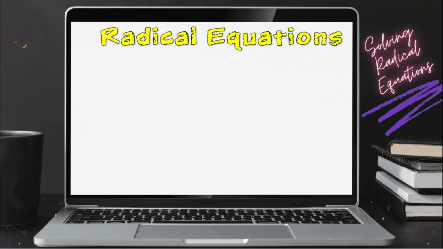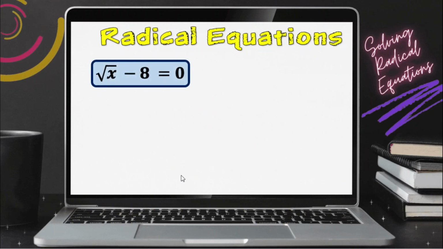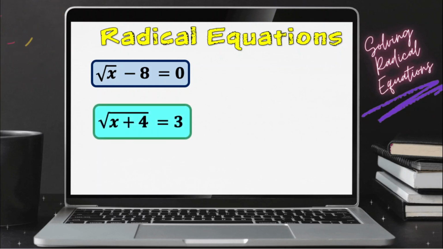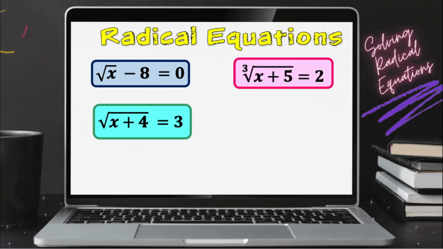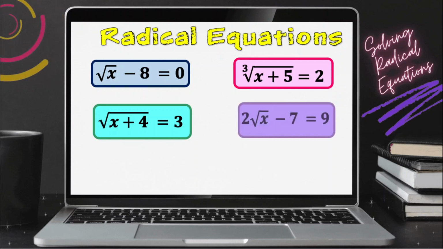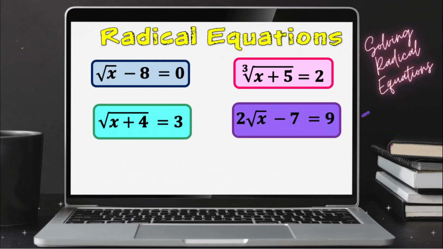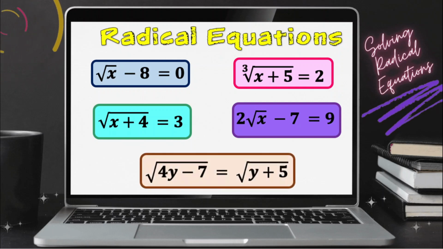Here are examples of radical equations. Square root of x minus 8 is equal to 0. Square root of the binomial x plus 4 is equal to 3. Cube root of the binomial x plus 5 is equal to 2. 2 square root of x minus 7 is equal to 9. Square root of the binomial 4y minus 7 is equal to the square root of the binomial y plus 5.